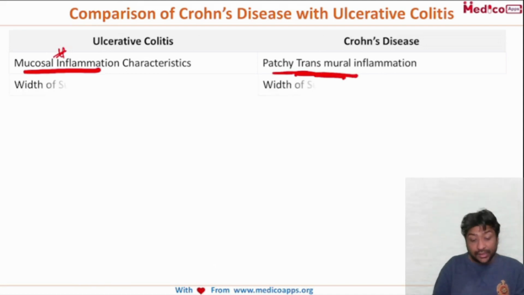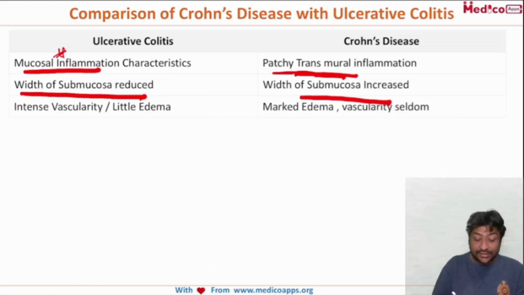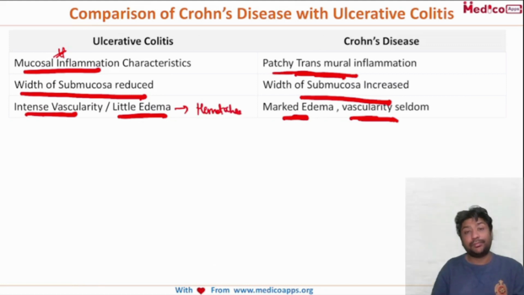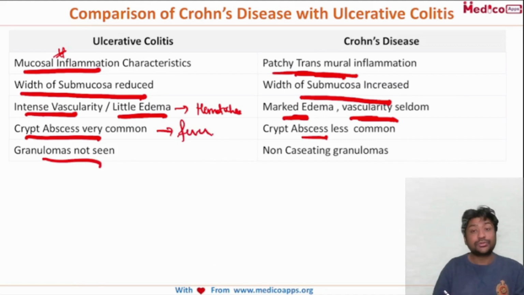Here the width of the submucosa is reduced, but here we have seen that there is a submucosal increase. Here there is increased vascularity and little edema, but here vascularity is not there, but edema is there. That is why this presents primarily with hematochezia. Here the GI is very, very friable. Crypt abscess is more common here, less common there, and that is why most of these patients will present with repeated fever. Granulomas on biopsy are not seen here.